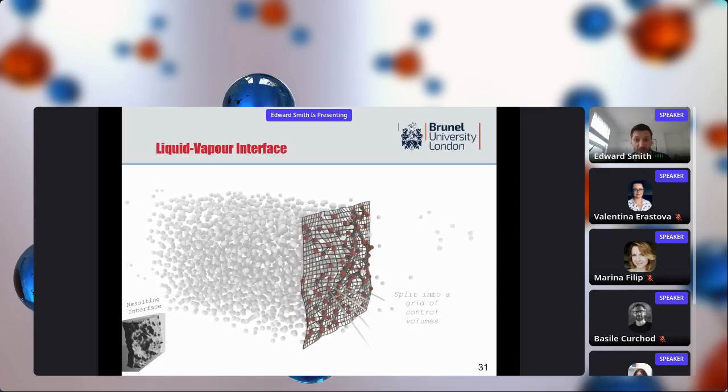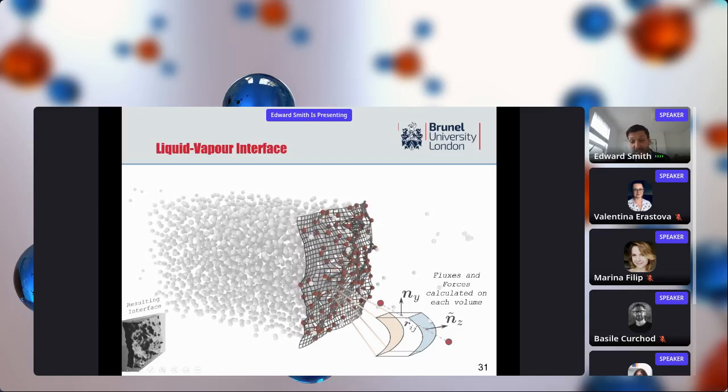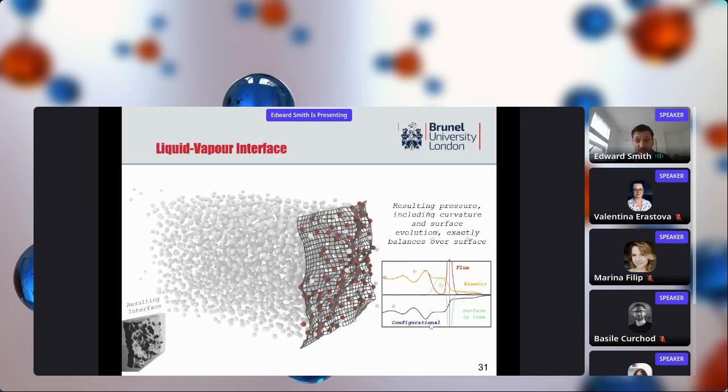And we can apply that same idea of working out the fluxes over the surfaces. The mathematics is slightly more complicated, but we get exactly the same quantities. And the result is an exact balance of our various terms. So you get your kinetic and configurational stresses, as well as terms due to the movement of the surface itself.